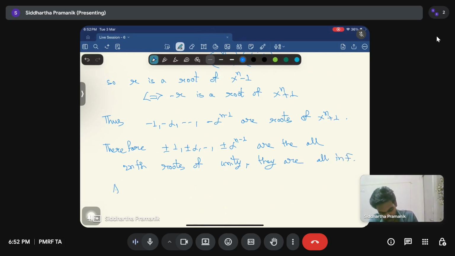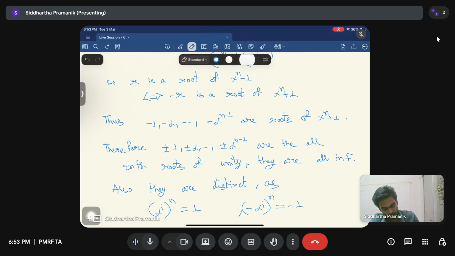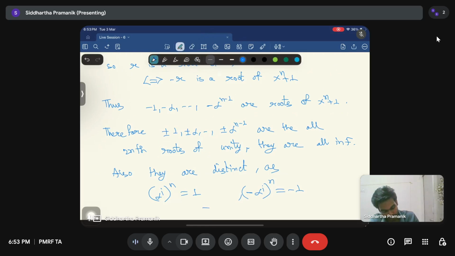And also they are distinct. If we take some alpha power i and its nth power, it is 1, but if we take the negative one and take the nth power, it is minus 1. So they cannot coincide. This will imply alpha power i cannot be equal to some minus alpha power j unless they are 1. So they have to be distinct.